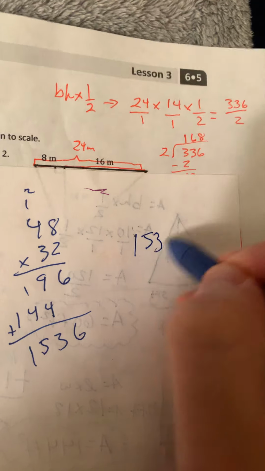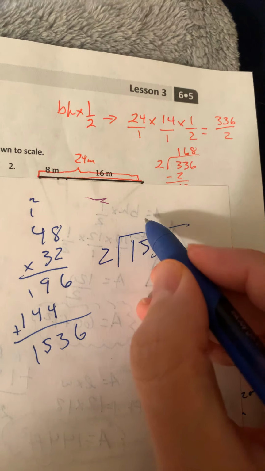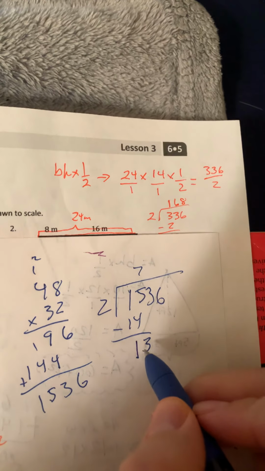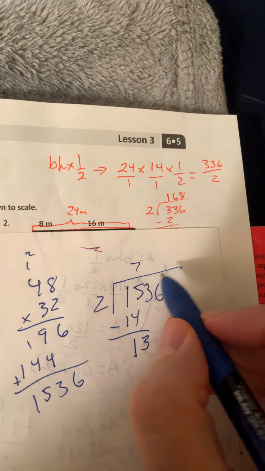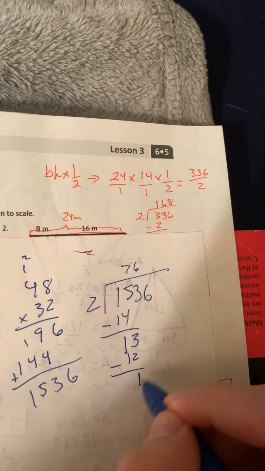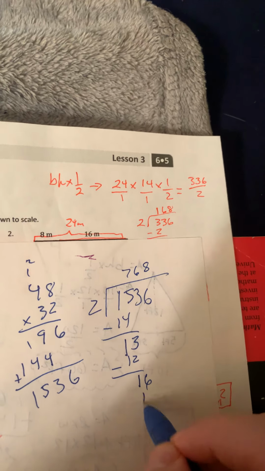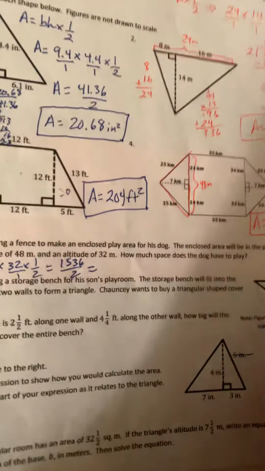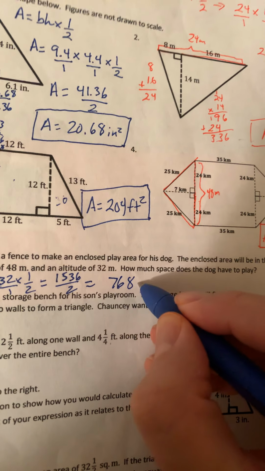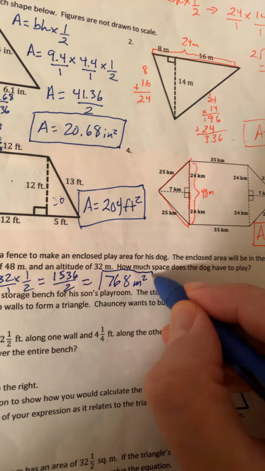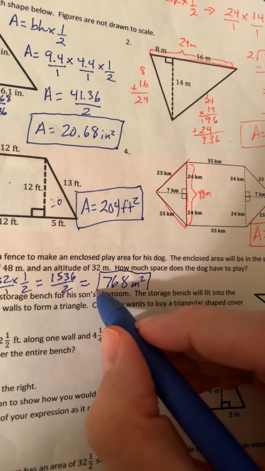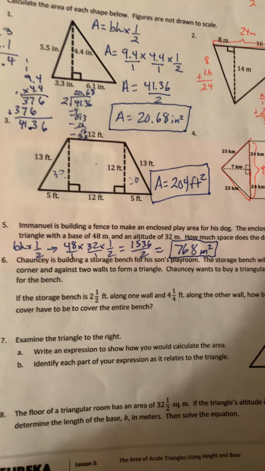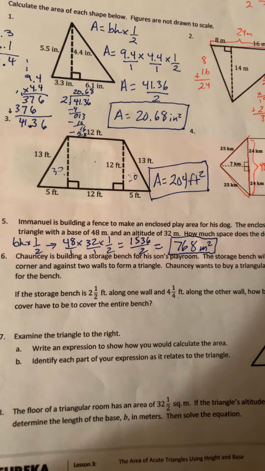And we're gonna divide this bad boy by 2. 2 goes into 15 7 times, which is 14. 1 left, bring down the 3. 2 goes into 13 6 times, which is 12. 1 left, bring down the 6, and it goes in 8 times. No remainder. So our area is 768 meters squared. Okay, so that's how much space the dog has to play. Yeah, 768 meters squared. So that's a big area. All right, there's the steps right there. Simple. Okay, need to pause it.